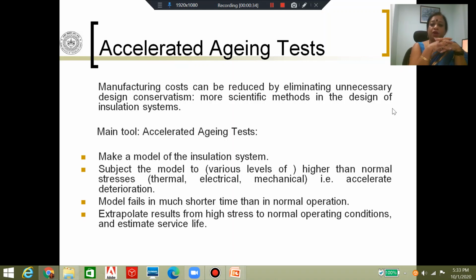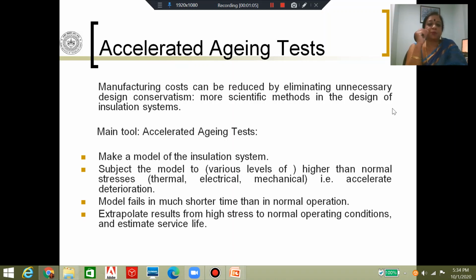And therefore, to this end, we need more scientific methods in the design of the insulation systems. We have to have better ways of predicting how that system will behave over a long period of time, given certain operating conditions, given those operating conditions likely to be violated, what would the system behave like? And the main tool that we have in this objective are the accelerated aging tests.